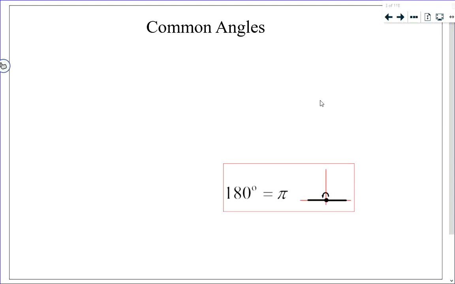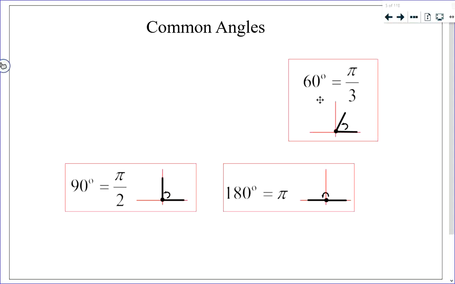Angles can be measured in degrees or radians. 180 degrees is the same thing as pi radians. Half of pi would be half of 180, so that means that 90 degrees is pi over 2. 60 degrees is only a third of 180, so pi over 3 is 60. 30 degrees fits into 180 6 times. What that means is that pi over 6 will give you 30 degrees. And if we divide 180 by 4, we get 45 degrees. And that means that pi over 4 is 45 degrees.